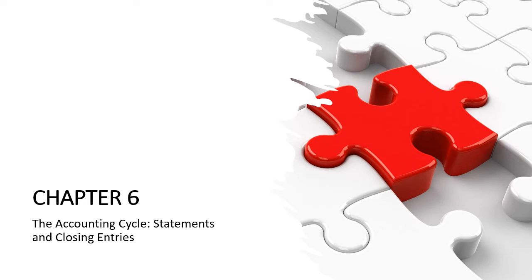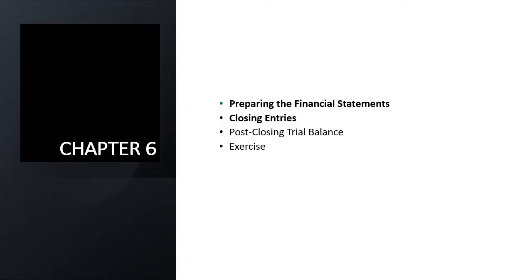Okay, so this PowerPoint is going to wrap up Chapter 6 for us. This is actually going to be the very last PowerPoint of this whole course. Let's get to it. In our last recording, we looked at preparing financial statements, which was more of a bit of a review. Now we're going to look at closing entries and our post-closing trial balance. Those are the last two steps in the accounting cycle, steps number 8 and number 9.